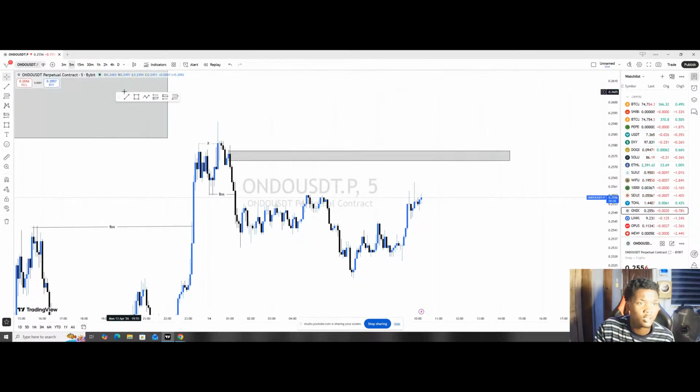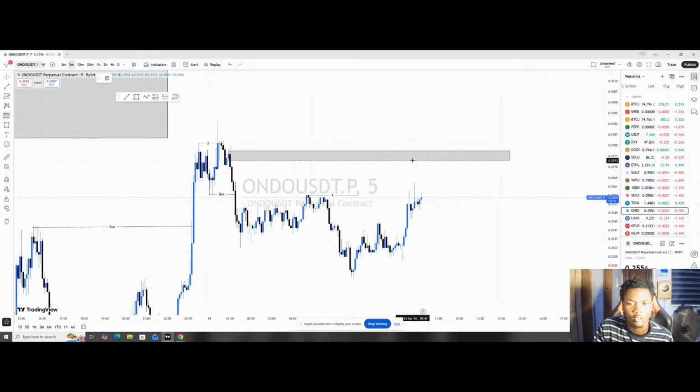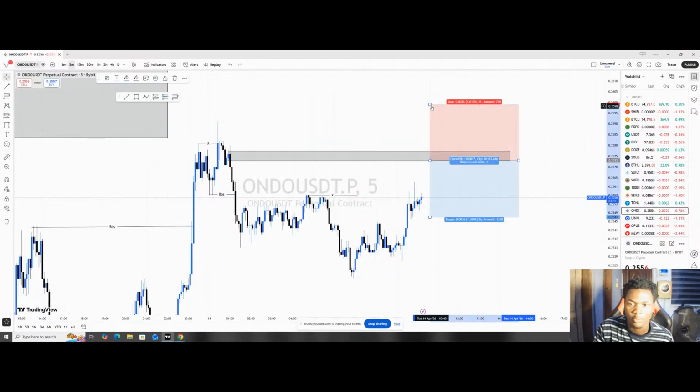So this is going to be my entry level, my liquidity. Then I'll be selling from this point. I'm selling from this point. Stop loss a little bit above the last high. Take profit going to the low. So I'll be selling from this point also.